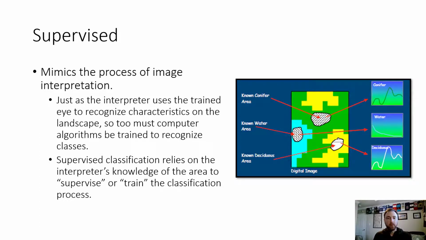So supervised classification relies on the interpreter's knowledge of the area to supervise or train the classification process. So there is a human element in supervised classification that is not present in unsupervised, which obviously opens up a certain margin for error if the user is not explicit with what examples represent which real-life features. But it also allows the algorithm to have some sort of training or direction, instead of purely relying on algorithms versus actually having some known variables introduced.